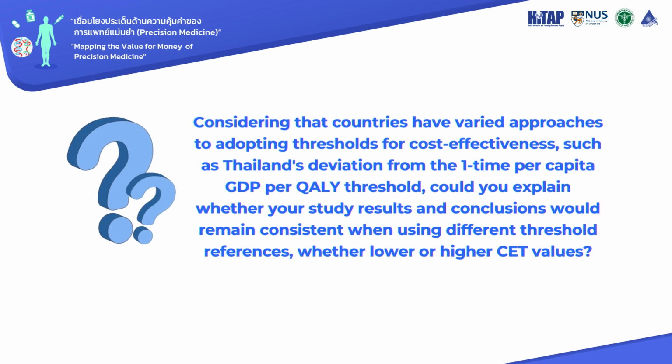Considering that countries have varied approaches to adopting thresholds for cost effectiveness, such as Thailand's deviation from the one-time per capita GDP per QALY, could you kindly explain whether your study results and conclusions would remain consistent when using different threshold references, whether lower or higher CET values?